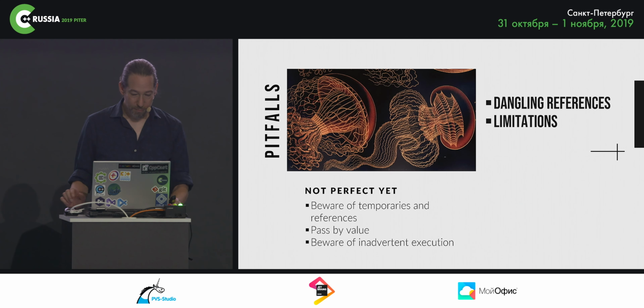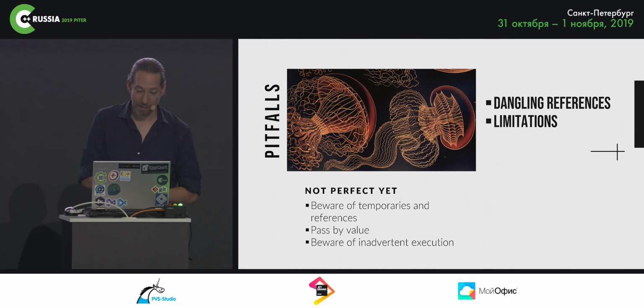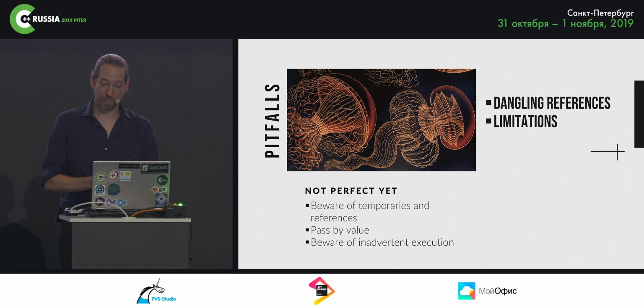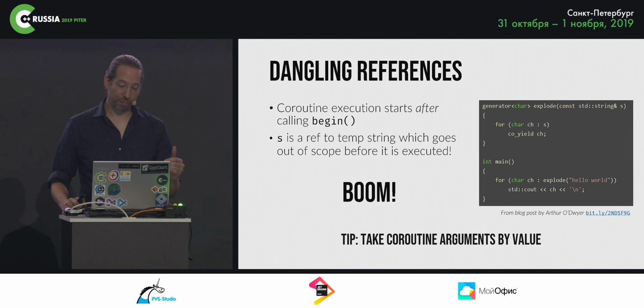Now, you know, coroutines, we don't even have C++20 yet, and coroutines are not perfect. So we have to be careful when we're trying to play with coroutines and consider some of the pitfalls. And I think one of the most notorious pitfalls, and it pops up much more frequently than you might imagine in regular code, is called dangling references.